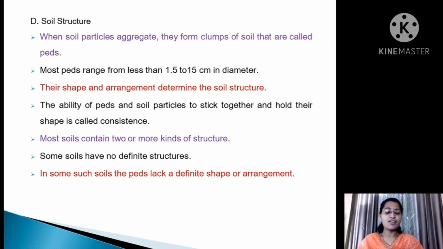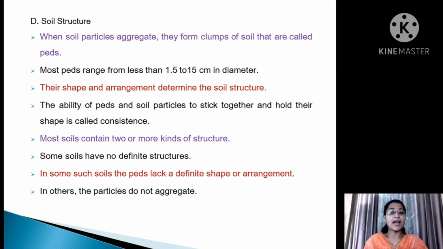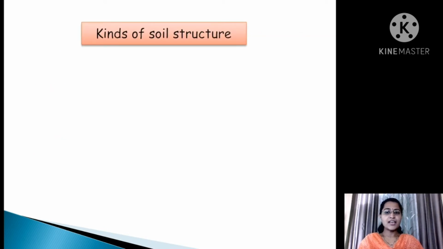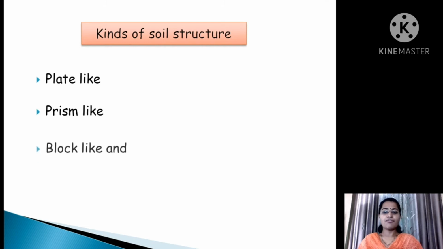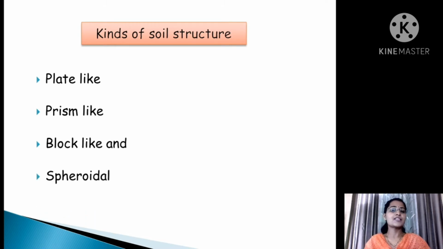Today we focus on soil structure, and there are also some soils in which the particles do not aggregate, that means they do not form clumps. Then we focus on the kinds of soil structure. First is the plate-like structure, second is prism-like structure, third is block-like, and the last type of soil structure is spheroidal. We will see all these structures with their pictures.